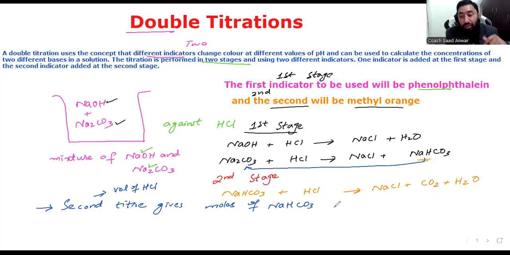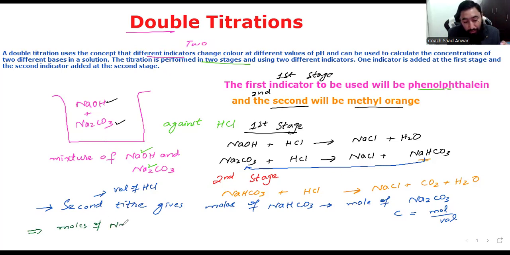So second titer means hydrochloric acid used in the second stage. Again, listen, second titer means volume of hydrochloric acid used in the second stage. So second titer gives us moles of sodium hydrogen carbonate that in return will give us moles of sodium carbonate. Once we have the moles of sodium carbonate, then we will be able to find concentration, because you know this formula, concentration is equal to moles upon volume. So if you have the moles of sodium carbonate and the volume of this solution, then you will find concentration.